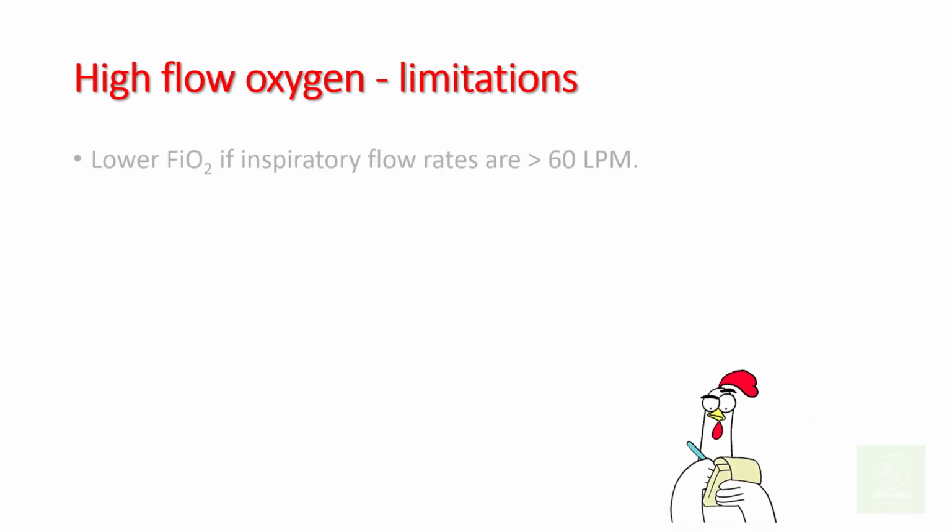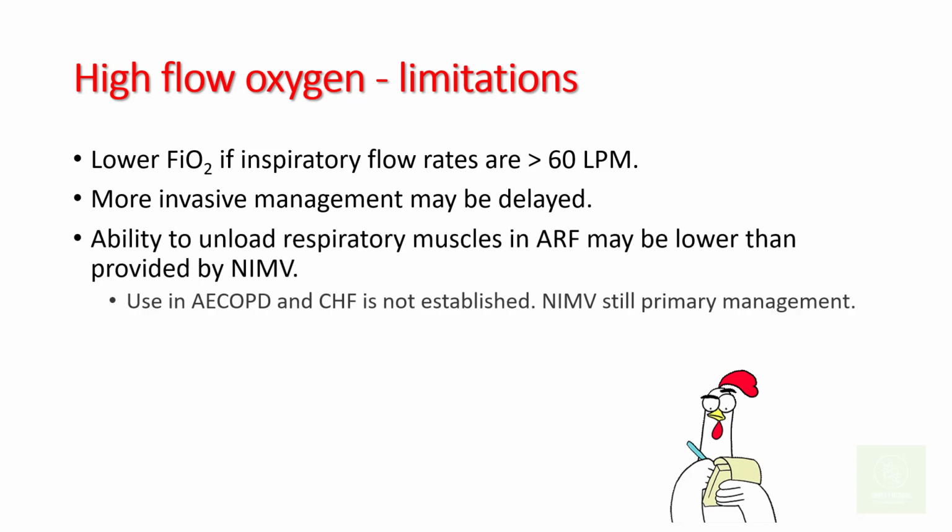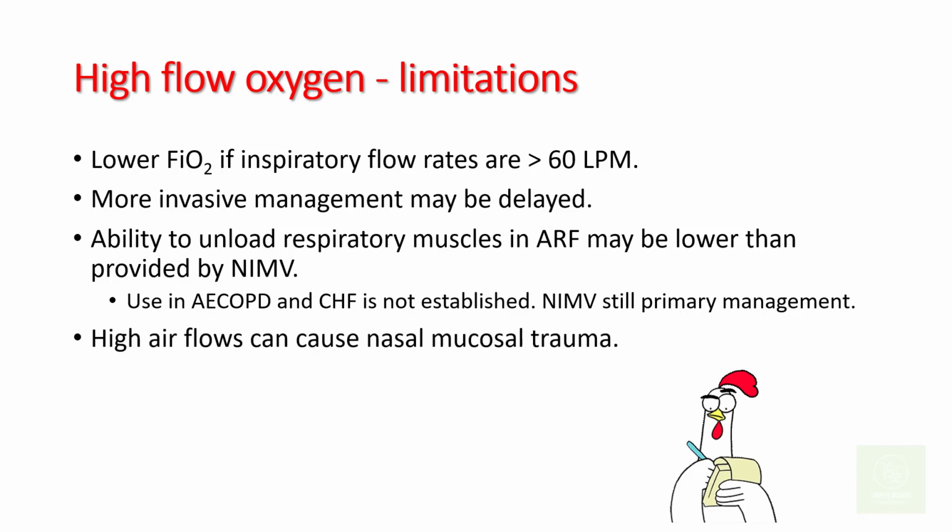So what are the limitations of high flow oxygen? The FiO2 is lower if the inspiratory flow rate of the patient is more than 60 liters per minute. High flow can delay invasive management like mechanical ventilation or non-invasive ventilation. Its ability to unload the respiratory muscles in acute respiratory failure may be lower than that provided by non-invasive mechanical ventilation, as it can only achieve 2 to 3 centimeters of nasopharyngeal pressure. The use of high flow oxygen in COPD exacerbation and heart failure has not been established, and non-invasive ventilation is still the primary management. High airflows can sometimes cause nasal mucosal trauma, and certainly you are more limited in your mobility if you are attached to high flow oxygen.